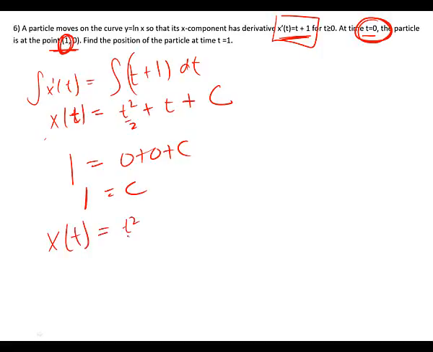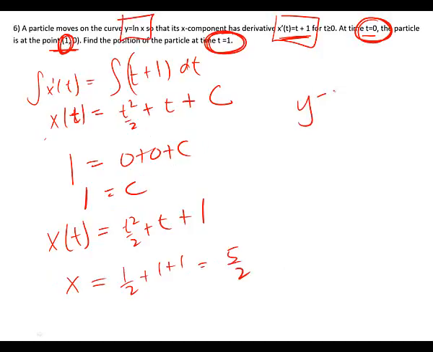So my function x of t equals t squared over 2 plus t plus 1. And then what am I supposed to do? Plug in a 1, and that's going to get me my x value. Okay, so x equals 1/2 plus 1 plus 1. So x is 5/2. You're going to need a point, though. Do we have a way to get a y value? Yeah, we've got to plug into that. So y equals the natural log of 5/2. So the point you'd be looking at would be (5/2, natural log of 5/2). Yep.